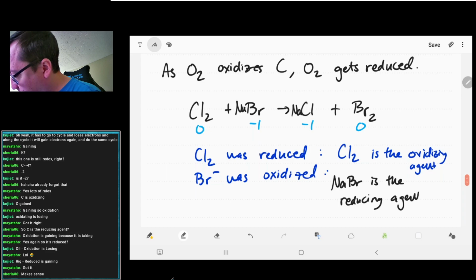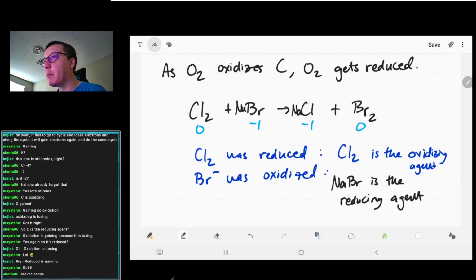So the agent is just the opposite of what's happening. Bromide, rather, was oxidized, which means it is going to be reducing something else. And we always refer to the compound doing the reducing as the agent. And here we have chlorine is the oxidizing agent. That's its compound already, so we don't have to change anything.